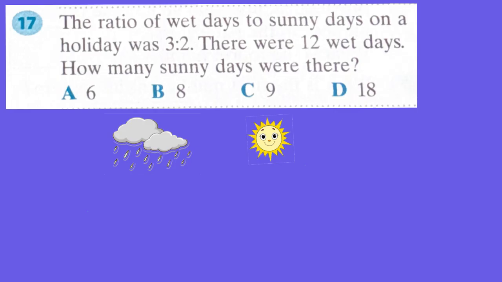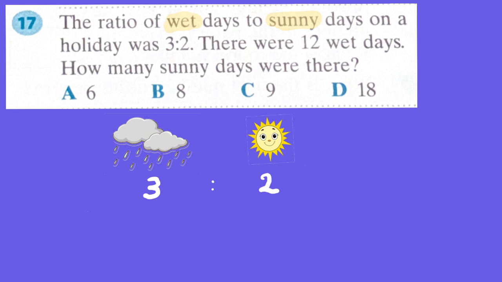The ratio of wet days to sunny days on the holiday was 3:2. That means that there were 3 wet days and 2 sunny days. 3:2. And I'll put that colon over there because that's the ratio sign.